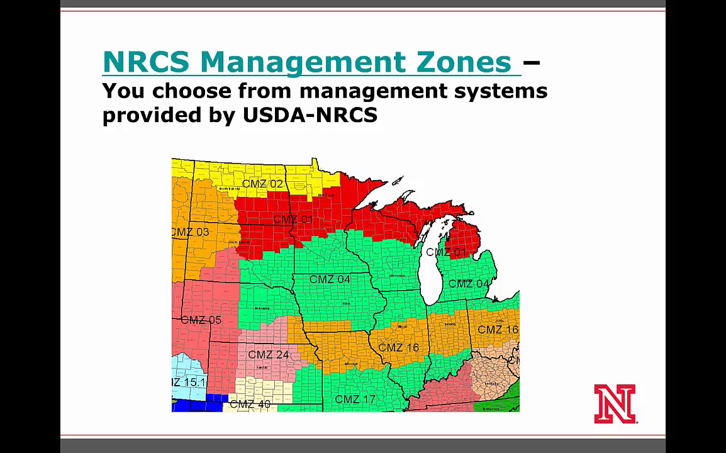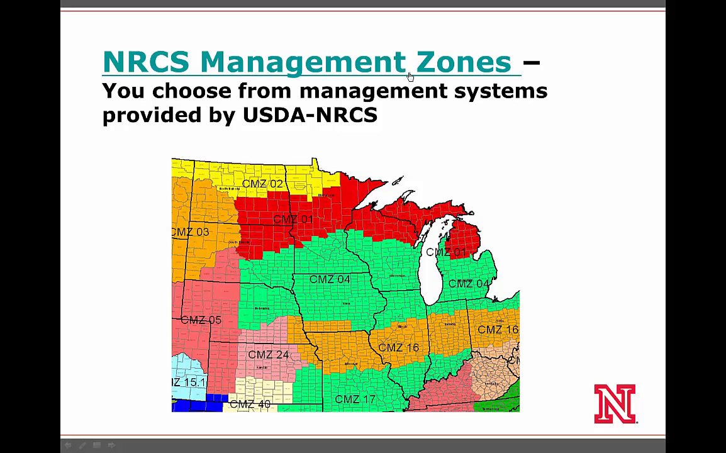NRCS is our Natural Resources Conservation Service in our county where we live and work. They have management zones that are used in the Fieldprint Calculator. So there's a different list that we have to choose from. And so with those lists, they may be different depending on which zone you're in. And they're modified and fine-tuned to the field where you're located.